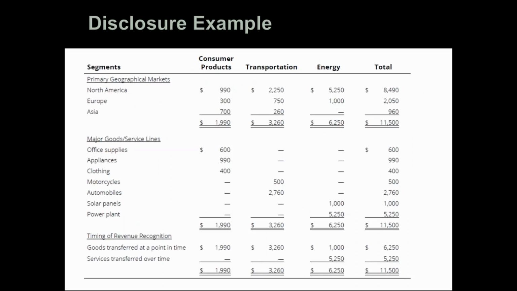So the next slide here is just an example of some of the disclosure, breaking it out between geographical markets and then major goods or service lines. And then also on the bottom there, you can see the timing of the revenue recognition, whether the goods are transferred at a point in time or the services transferred over time. This is just a small example of the new disclosures.